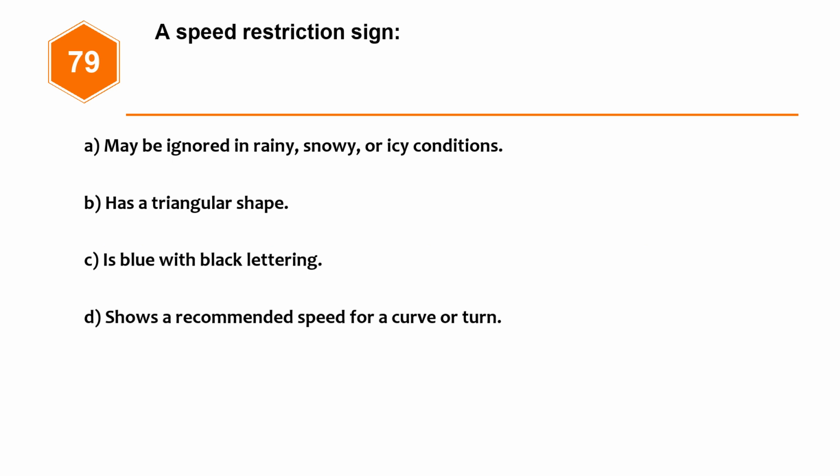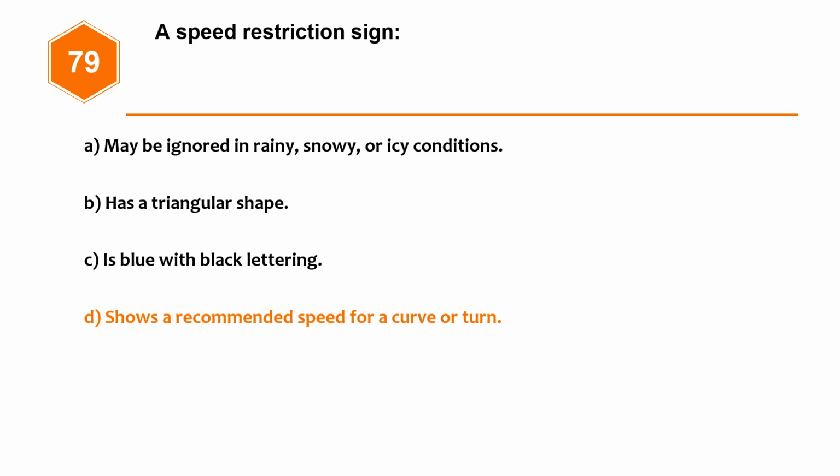Question 79. A speed restriction sign, option A, may be ignored in rainy, snowy, or icy conditions. Option B, has a triangular shape. Option C is blue with black lettering. Option D shows a recommended speed for a curve or turn.